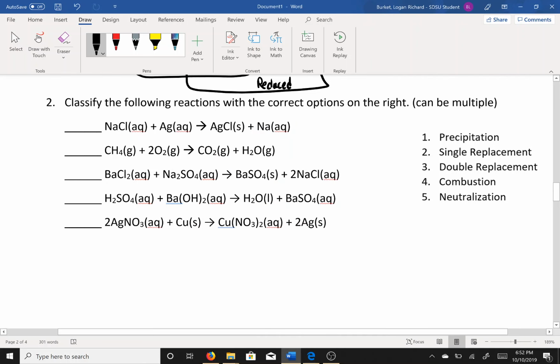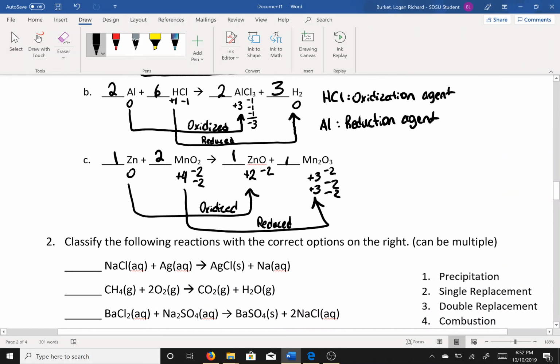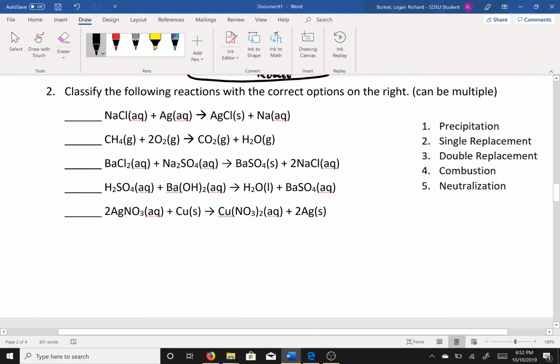Okay, so we're about halfway through. Let's hop into the next one. We're going to be classifying the following reactions with the correct options on the right, and it can be multiple options. All right, so let's look at the first one.